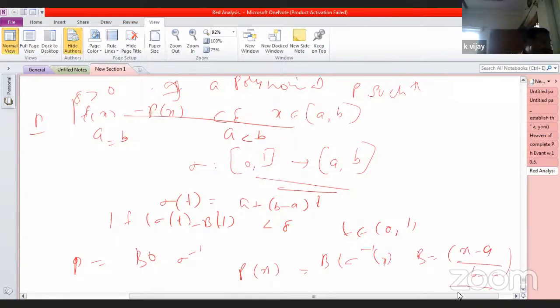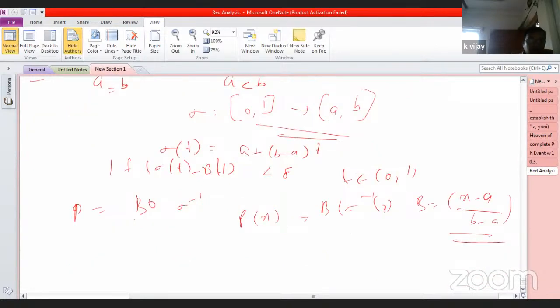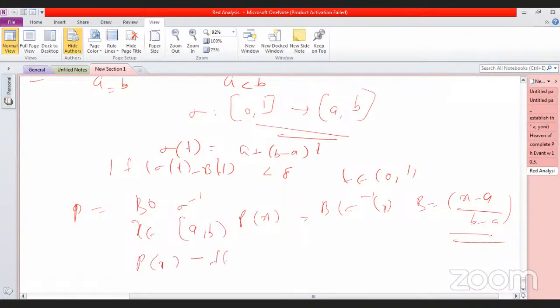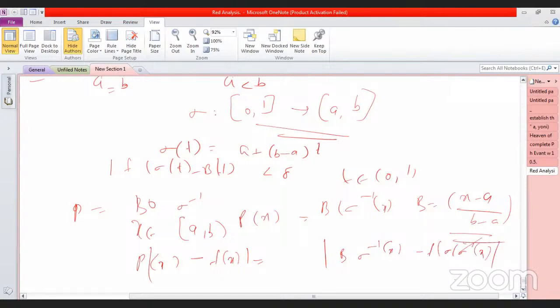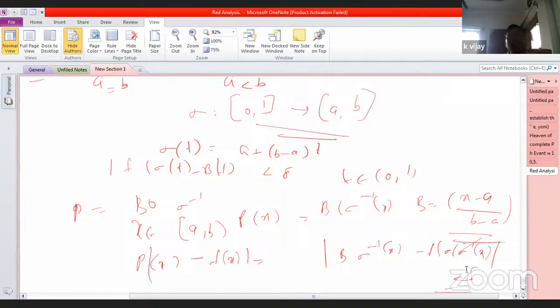As in the earlier theorem. So therefore, x belongs to [a,b]. So therefore, modulus of p(x) minus f(x) is equal to modulus of b(sigma inverse(x)) minus f(sigma(sigma inverse(x))). It should be cancelled here. So therefore, this is less than delta. So this is called the Weierstrass approximation.